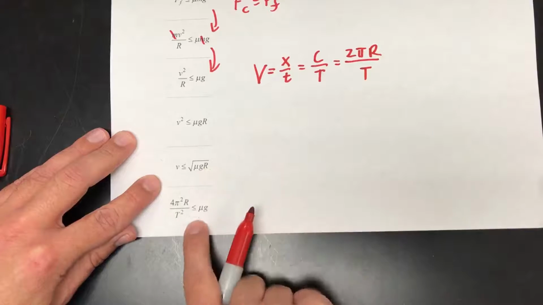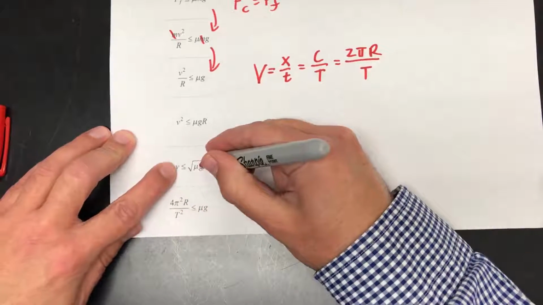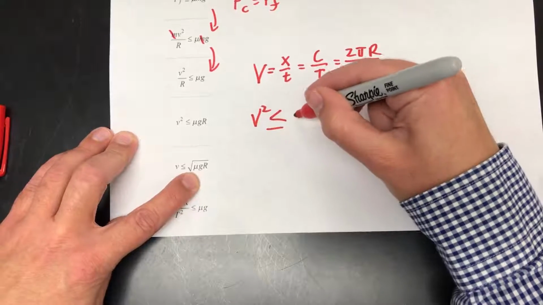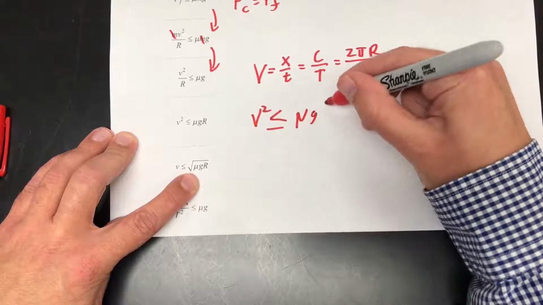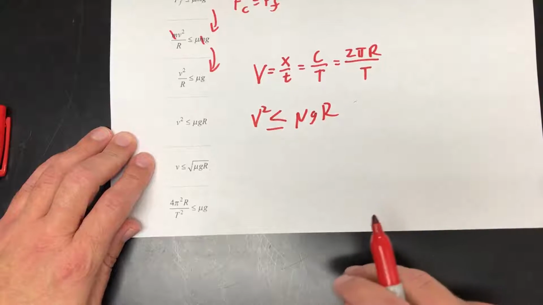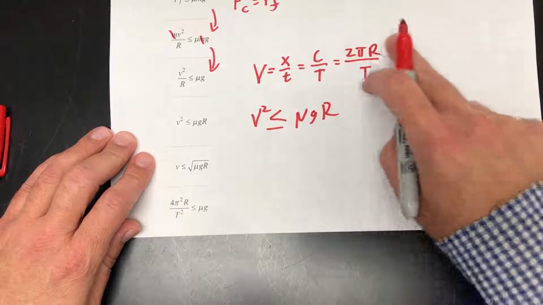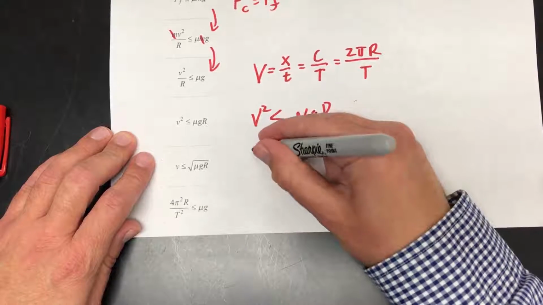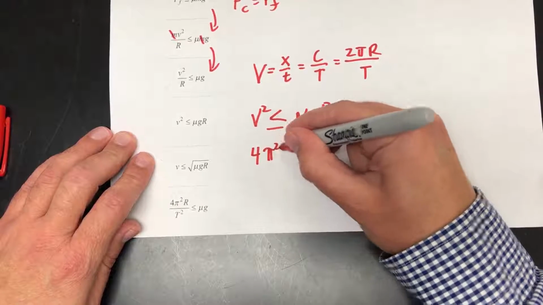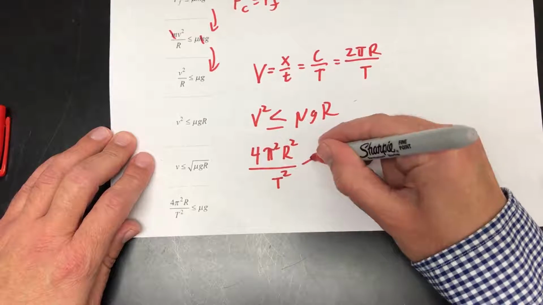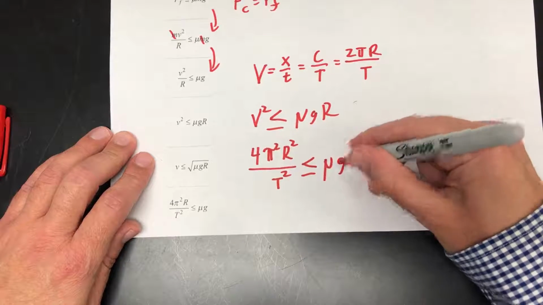One thing they do here is they square each side. So they take this equation, they square the velocity, and they square this side, which simply gets rid of the radical. And then we have to substitute in v squared. So we have to take all of this and square it to plug it in for there. So the 2 becomes a 4, the pi becomes a pi squared, the r becomes an r squared, the T becomes a T squared, and that is less than or equal to mu g r.